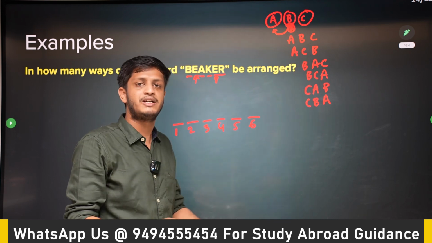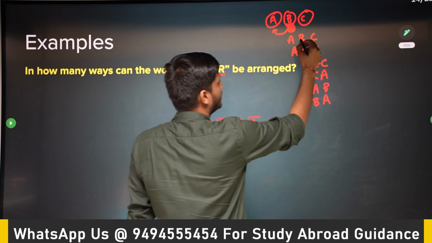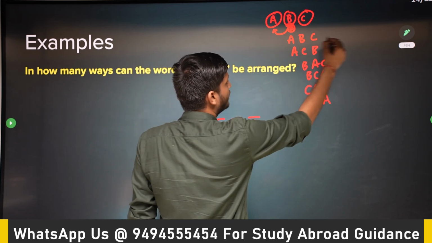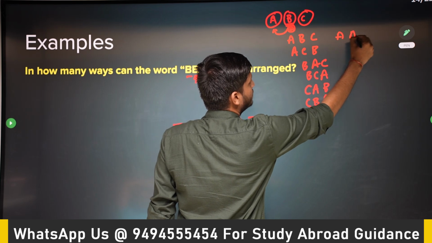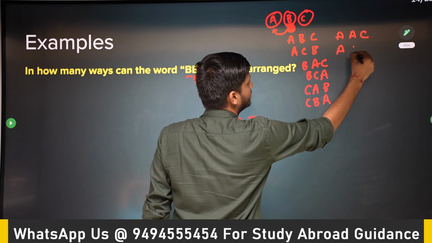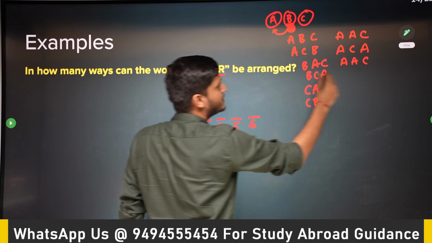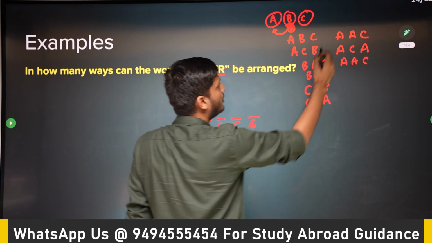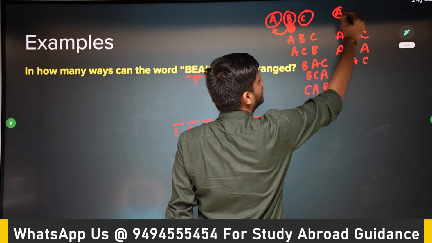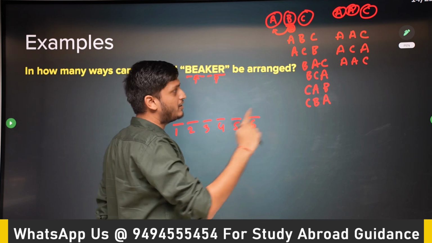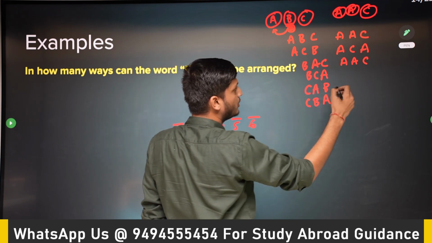For now, let's assume B is also A. So if I apply the same formula, what are the words that I will be getting? I will be getting AAB, AAC, ACA, AAC. Right? I'm replacing every B with A only. So now I'm trying to arrange all the letters of the word AAC. Right? I'm replacing every B with A. So this is what the formula gives us.